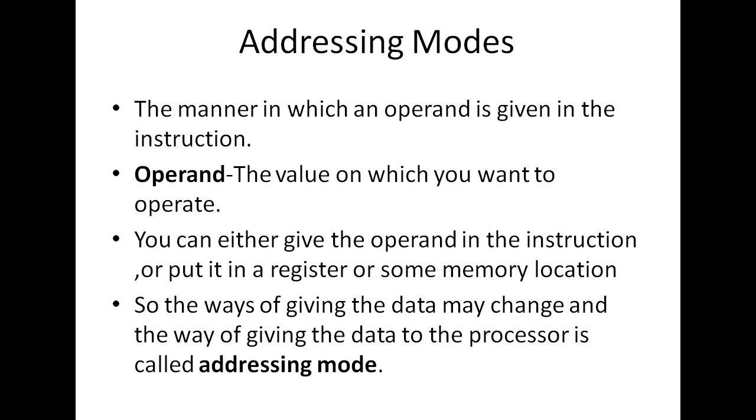How are you going to tell the processor that yes, 25h is the data on which I want to operate? The way you tell the processor what your operand is, that way is called addressing mode. Very clear? There are various ways of doing it.